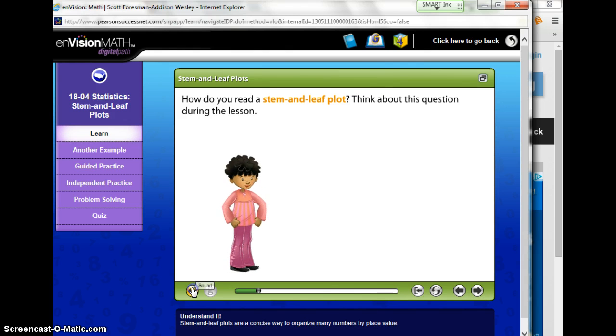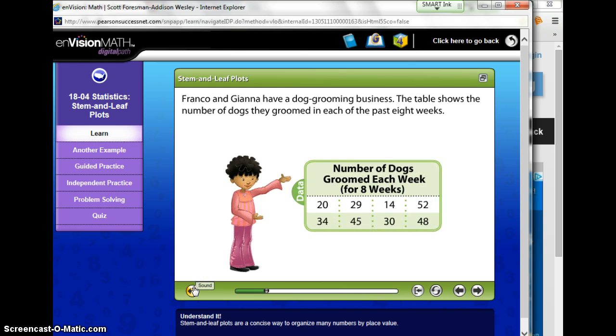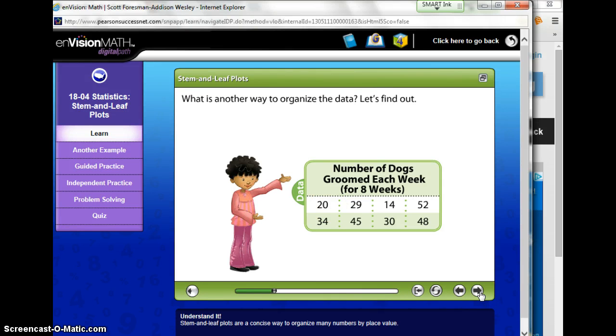So how do we read a stem and leaf plot? Well, these two kids have a dog grooming business, and the table shows the number of dogs that they groomed in the past 8 weeks. Now, it doesn't matter which goes with which week. That's not important. All that's important right now is that the numbers are in this chart. So 1 week it was 52, 1 week it was 45, 1 week it was 20, and so forth. Another way to organize this data is to put it in a graph.